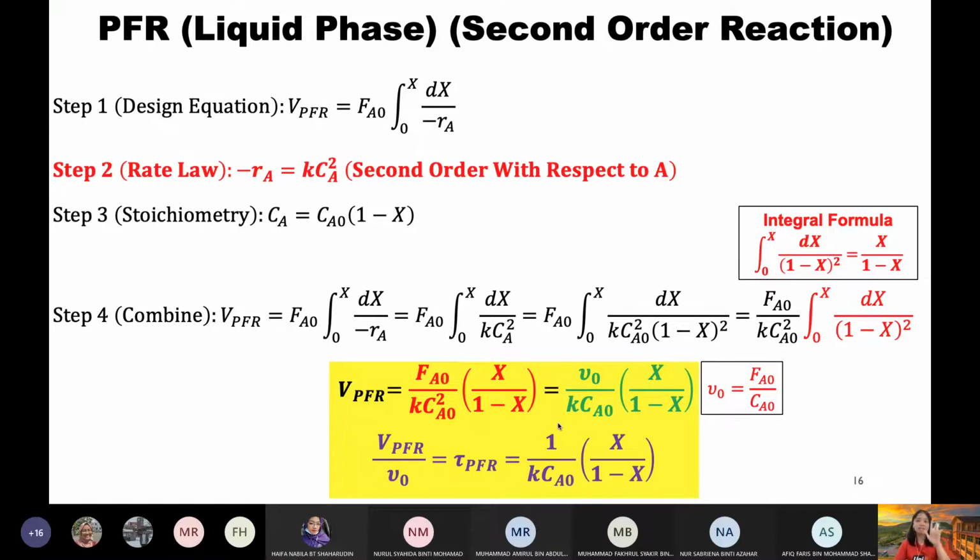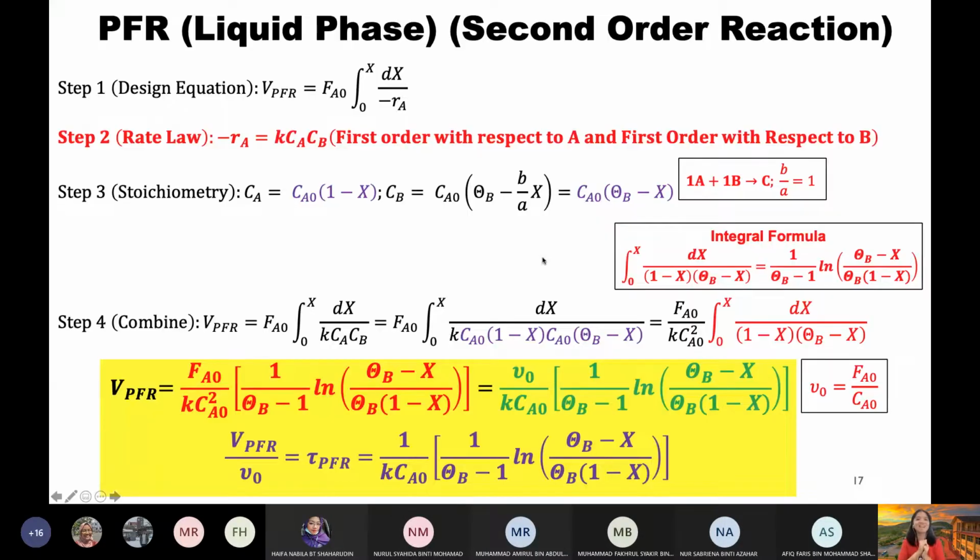PFR first order 3. PFR second order liquid 3. So you have learned 9 equations already in like 1.5 hours. As I told you, kamu tak payah memorize, tapi I keep repeating, kena betul-betul faham macam mana equation ni digunakan. Okay, next one. Now we do untuk the last rate law, minus RA equals to KCA CB.